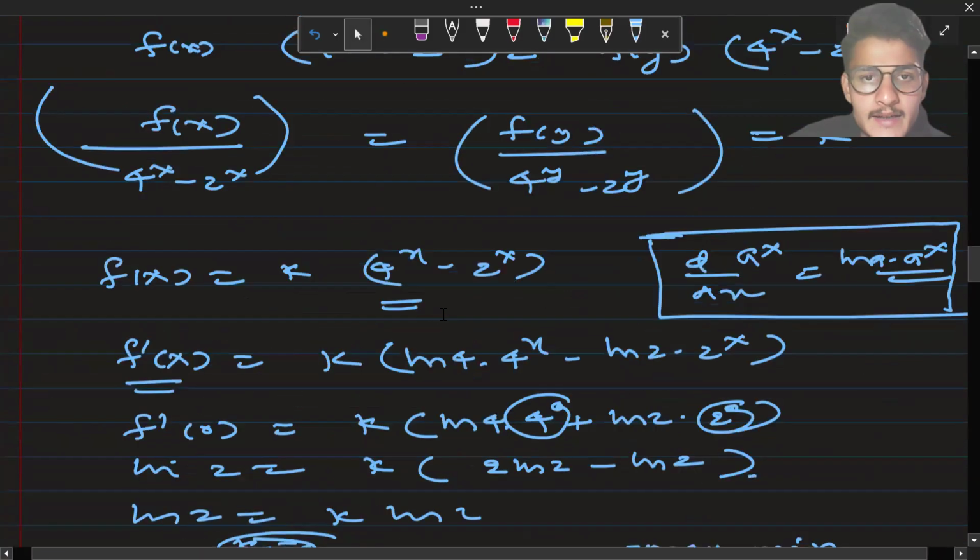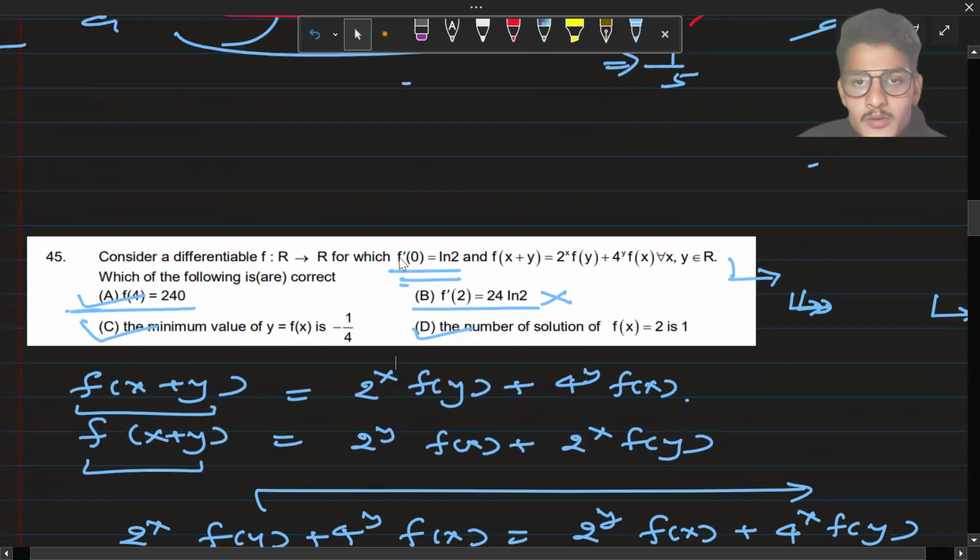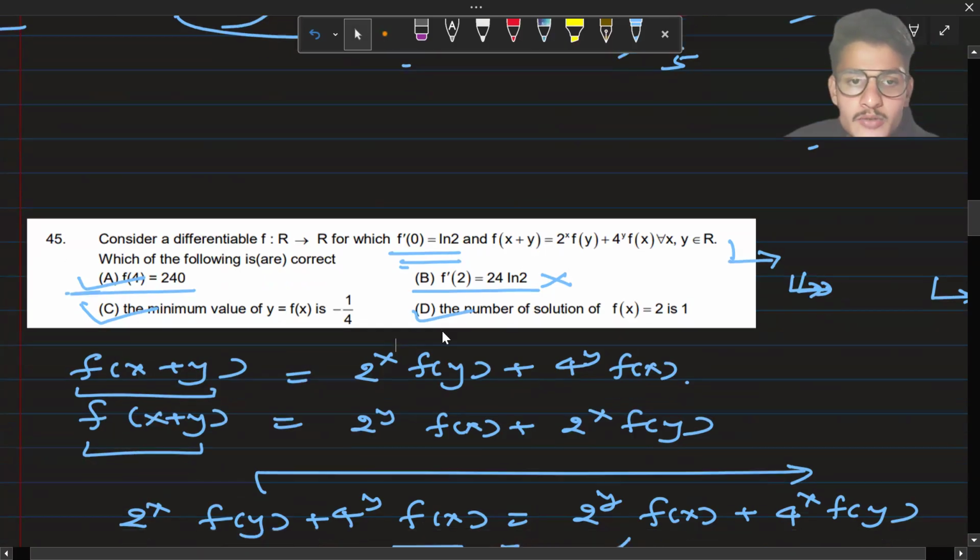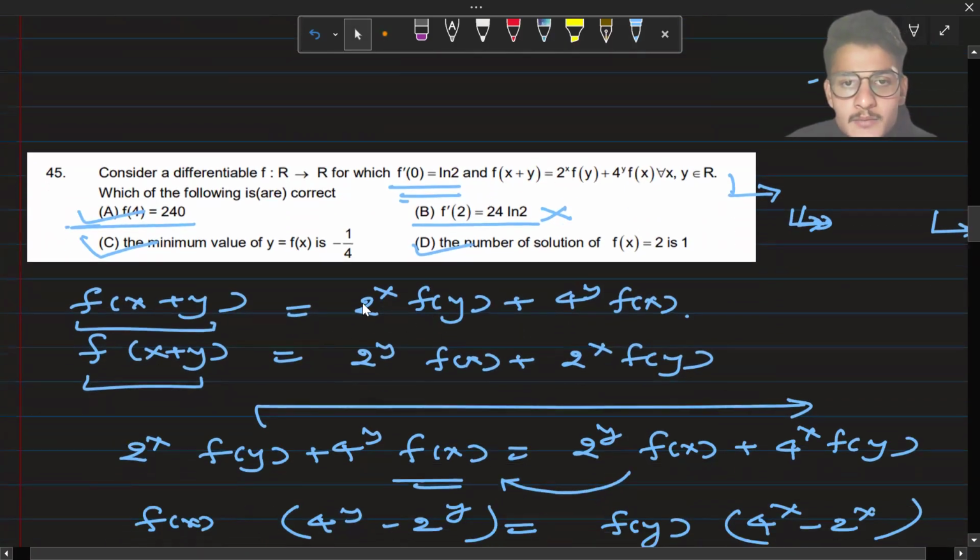Okay, so we will track again how we have approached this problem. First of all, the functional equation is given in the question. So x and y are there. So we have replaced the x and y. So using that, we will equate both of the equations.